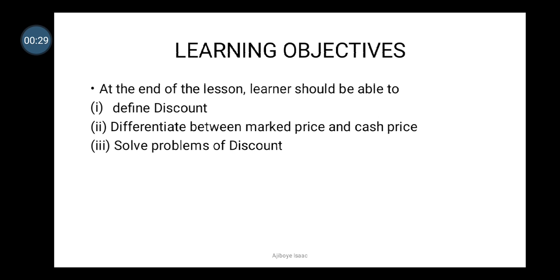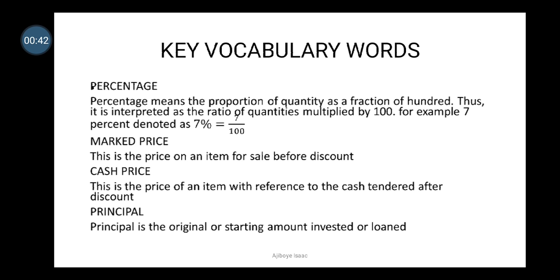Learning objectives. At the end of the lesson, learners should be able to define discount, differentiate between marked price and cash price, and solve problems of discount. Key vocabulary words. Percentage means the proportion of quantity as a fraction of 100. Thus, it is interpreted as a ratio of quantities multiplied by 100. For example, 7% is equivalent to 7 over 100.